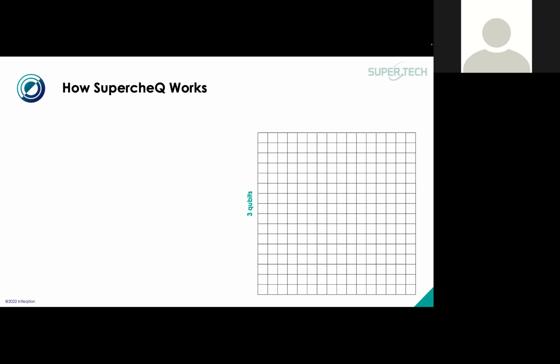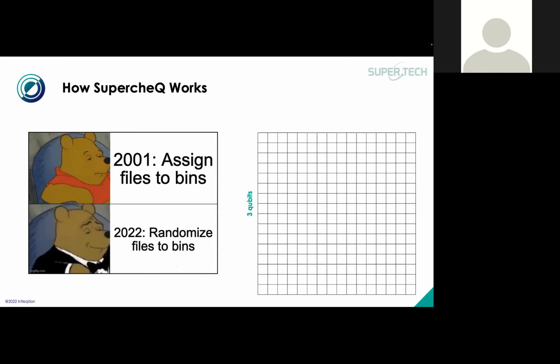So for the TikTok generation, I have a meme version of it, which is that in 2001, which is when the existence of quantum fingerprinting was first realized, the idea was that you would deterministically assign files to specific bins. But in the refined 2022 era, our approach is actually going to be to randomize the assignment of files to bins. And so let me explain what I mean.